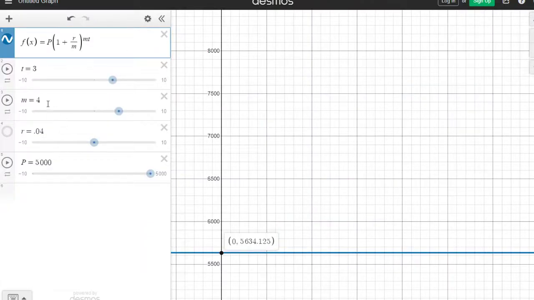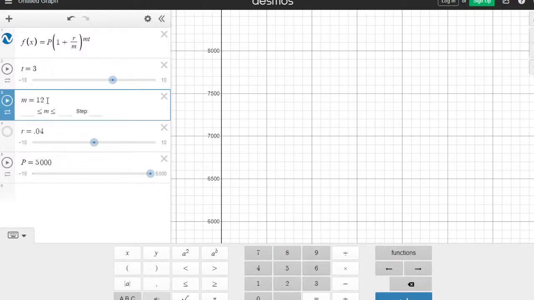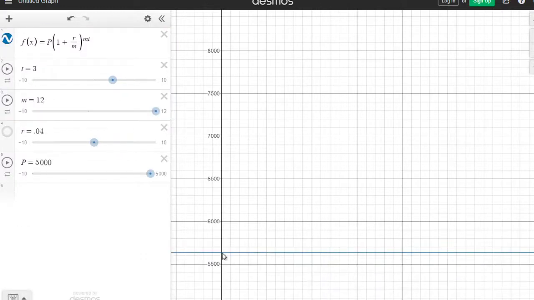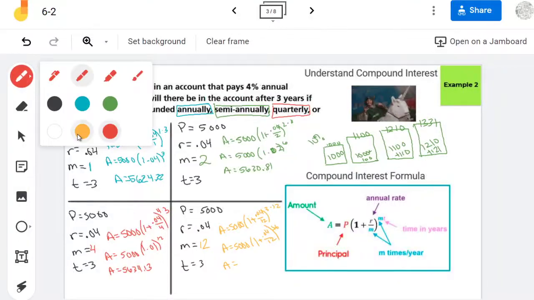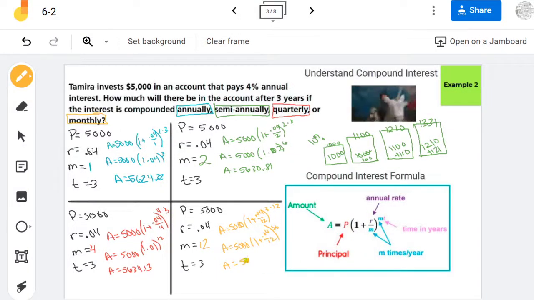And one more time. This time we're going to get a little wild. We're looking at monthly now. Apparently I didn't need to go so wild on my y-axis. 56, 36, 36. All right. So let's check out these 4 values.